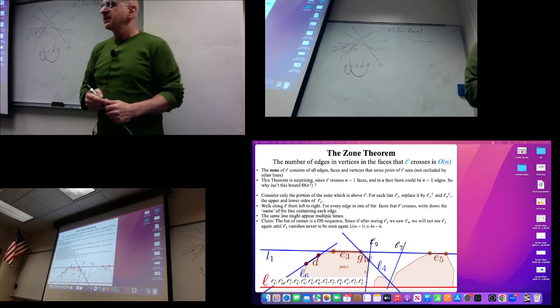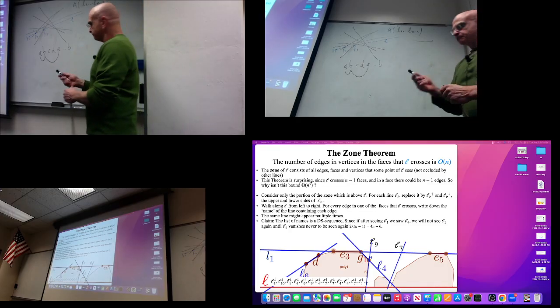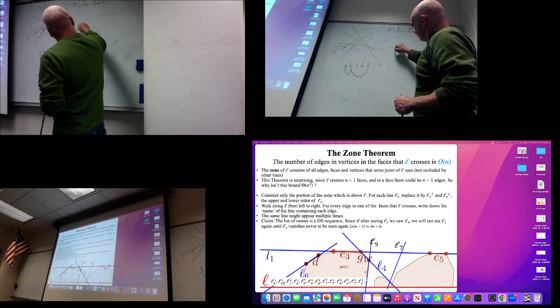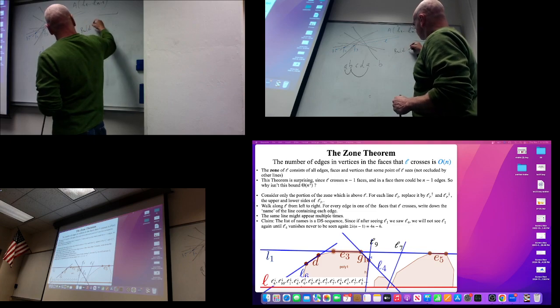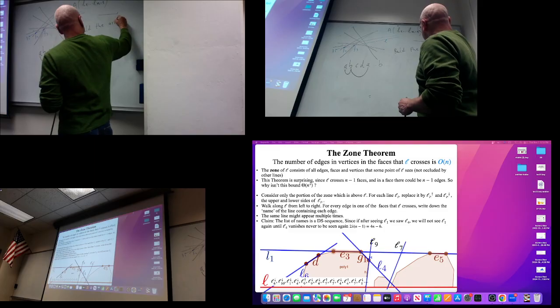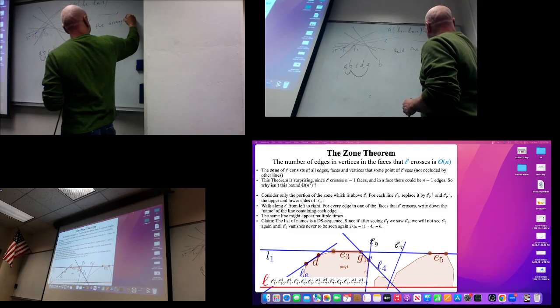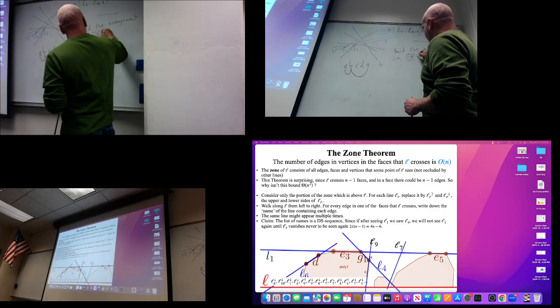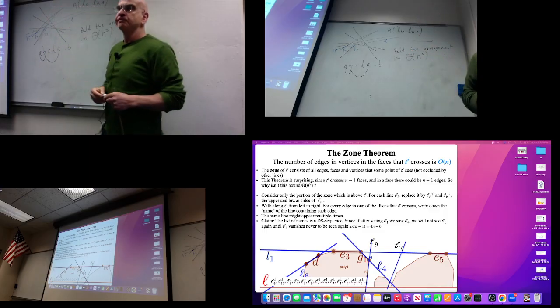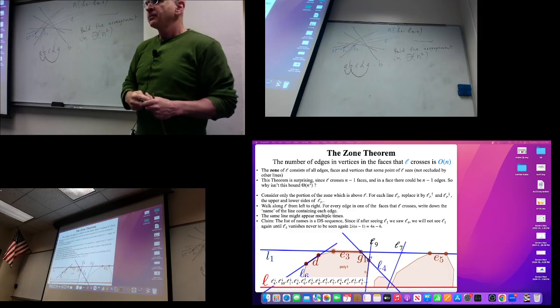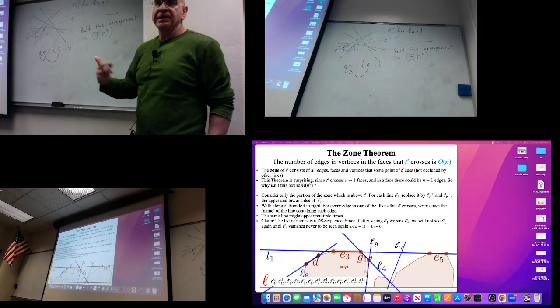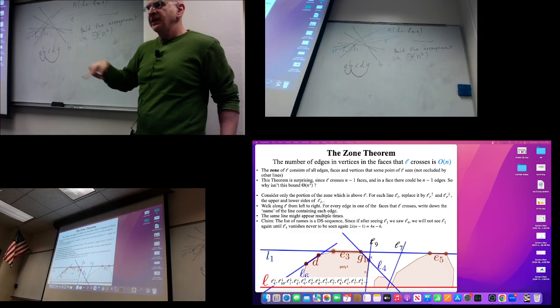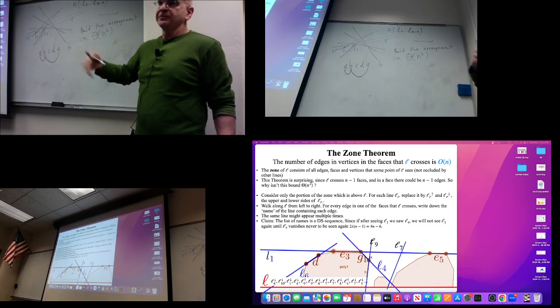And that explains that we can build the whole arrangement in theta of n squared. Why theta of n squared? It's order of n squared. That's what the algorithm gives. Every new line just takes n time to do it.